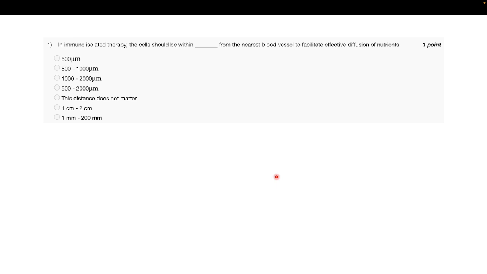Okay, so let's look at the first question. In immune isolated therapy, the cell should be within what distance from the nearest blood vessel to facilitate effective diffusion of nutrients? I'll give you some time to read through the options. If anybody knows, you can try answering. If not, we'll discuss.